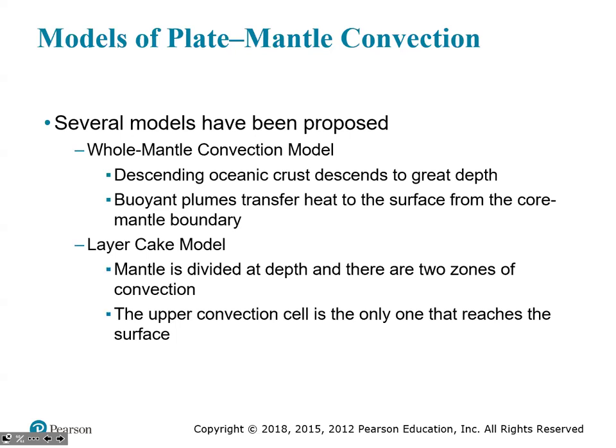The other is the layer cake model, where there's multiple layers of convection. So the mantle is divided at some depth, and there are two zones of convection. There's an upper convection cell and a lower convection cell. The lower convection cell drives the upper convection cell, basically.